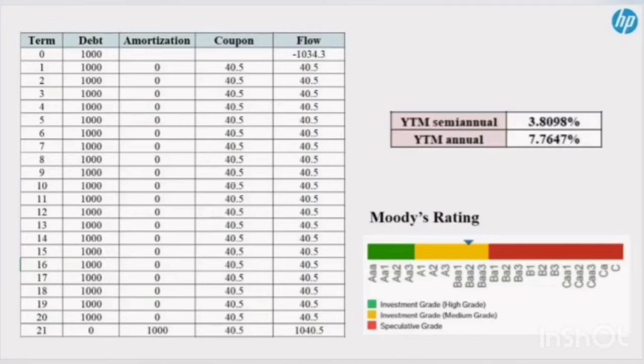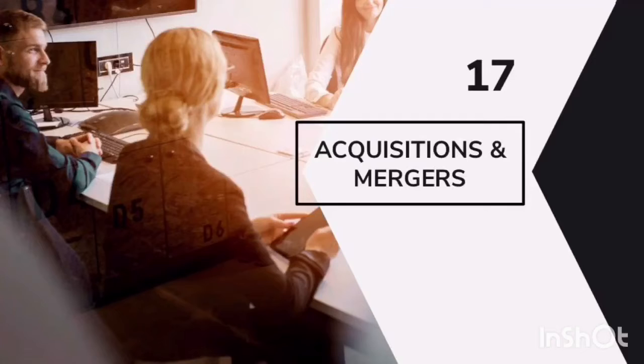As a result, the YTM semi-annual is 3.81%, which is the total return anticipated of this HP Inc. bond if the bond is held until it matures. According to Moody's rating, HP Inc. bond is a Baa2.